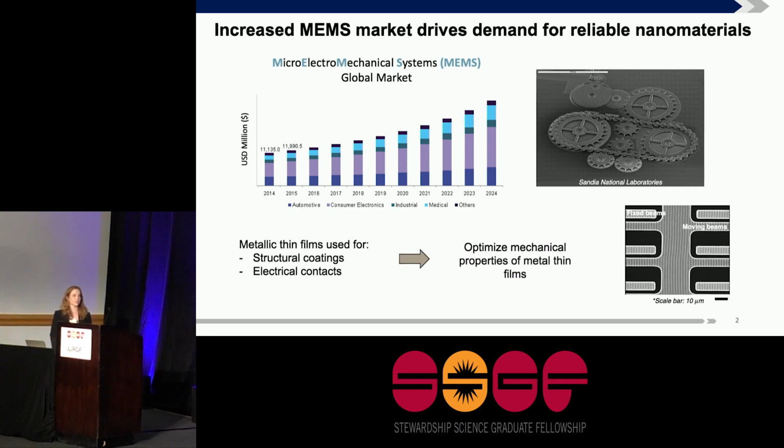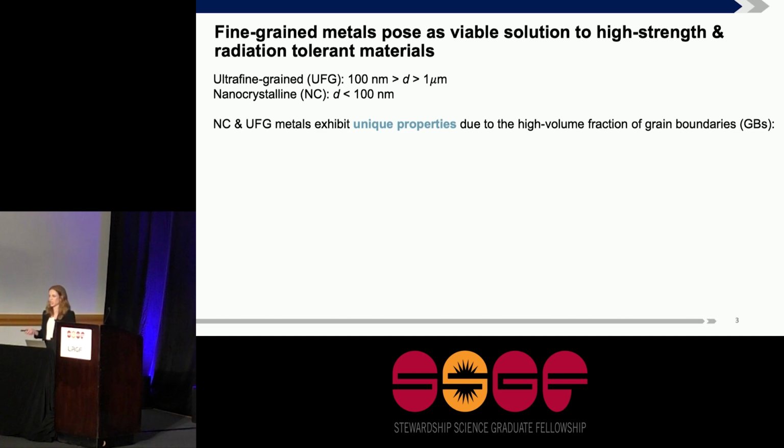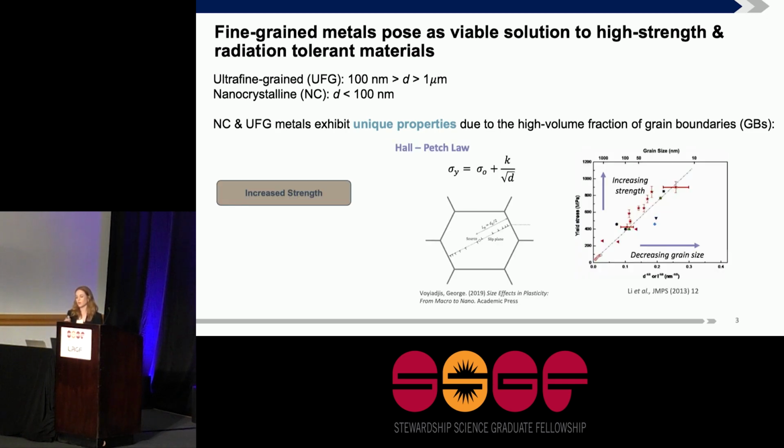So we need to optimize the mechanical properties of metal thin films. And one of the ways that we can do this is by changing the microstructure, and more specifically by decreasing the grain size into the ultrafine grain or nanocrystalline regime. This is because in a material, as you decrease or change the grain size, many different unique properties arise. Most of these, or all of them, can be attributed to the increasing volume fraction of grain boundaries, or the region between where two grains meet. The ones that we're most interested in, and possibly the most notable, is that when you decrease the grain size in a metal, you will get an increase in strength.